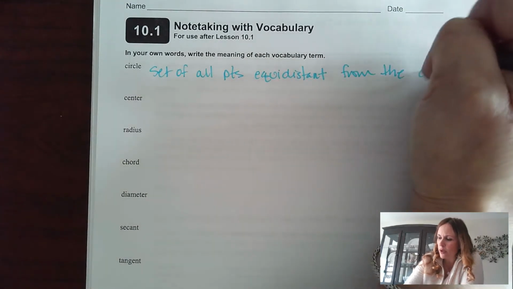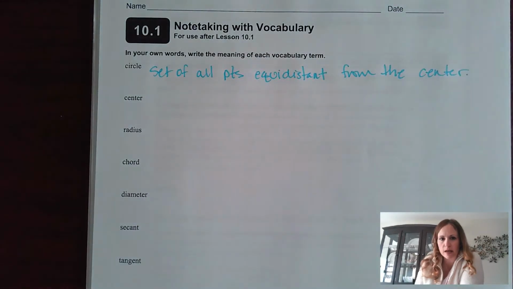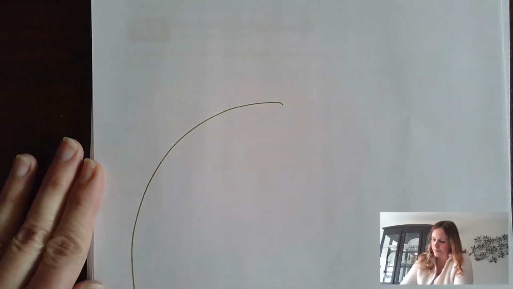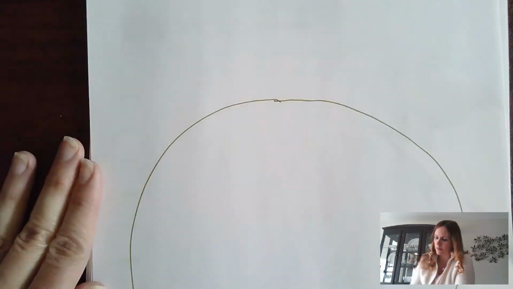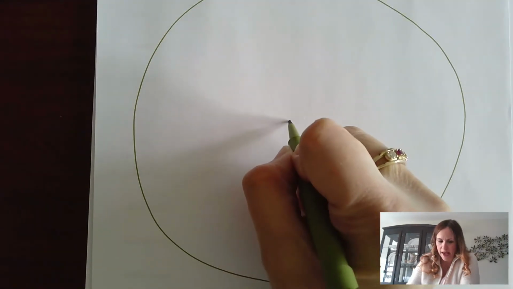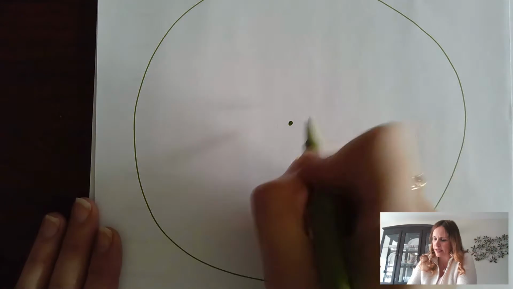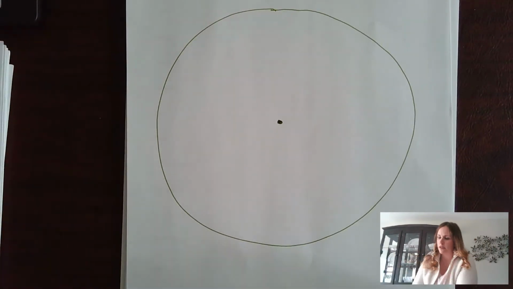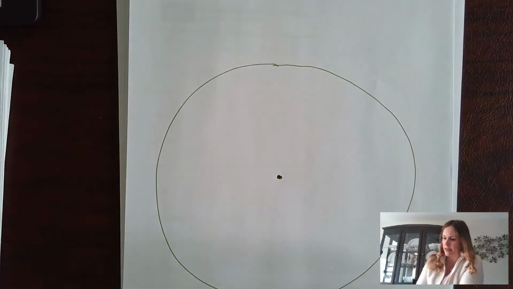So basically what we're talking about here is we have a circle. I'm going to go ahead and grab a sheet of paper and a marker. So let's draw a circle. Okay, a big circle. In a circle, you will have a center. That's going to be our next term. So in our circle, we're going to have our center.